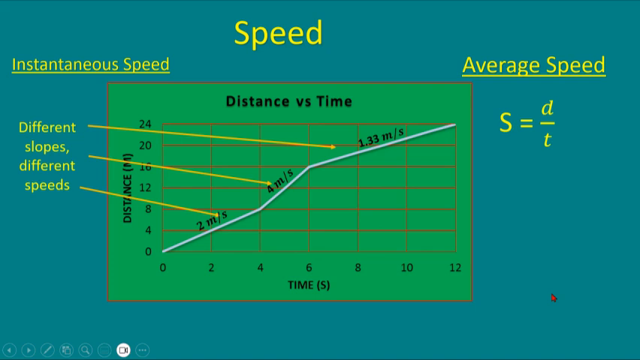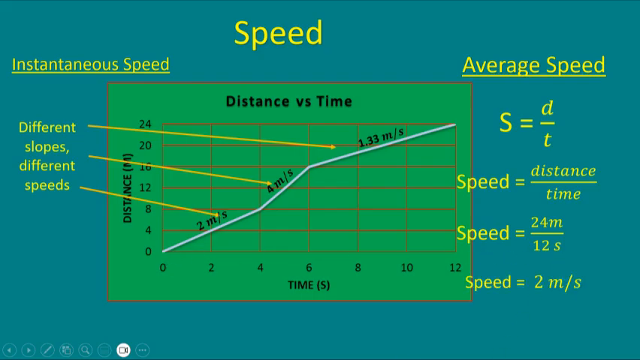Now you might want to find the average speed. And average speed is distance divided by time. And so you can see that the distance that it got to was 24. Right? Because the graph ends up here at 24. It's taken 12 seconds, so 12 goes on the bottom. And you divide that, you get a speed of 2 meters per second.